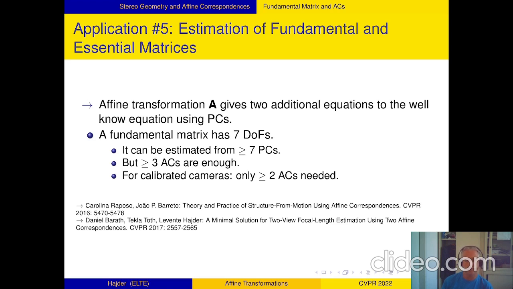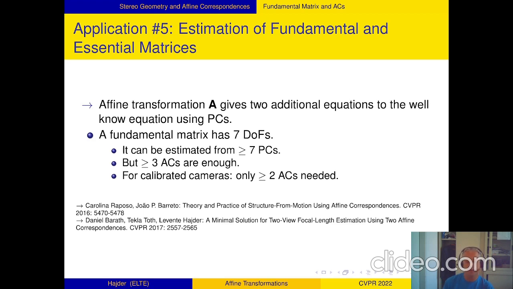Moreover, the problem is overdetermined. So only 3 affine correspondences are enough, contrary to the case when only point correspondences are used, where at least 7 point correspondences should be known.